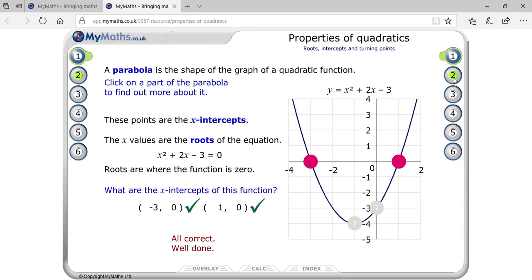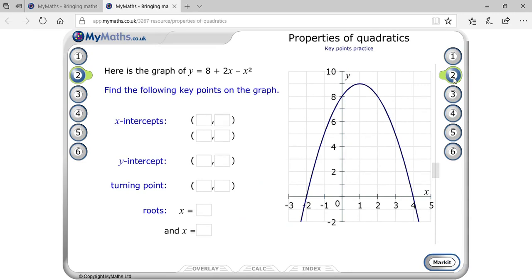Okay, come to the next section. Here also you can see that the next equation is given: 8 plus 2x minus x square. And you can see that your graph is intersecting the x and y axis. So we have to mention all those points. They are asking what will be your x-intercept?